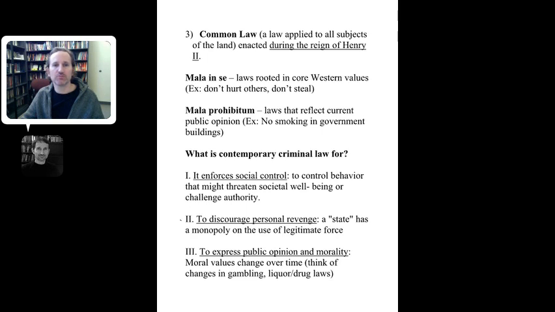Roman numeral 2, criminal law discourages personal revenge or personal retribution. How many of you have ever been cut off in traffic? A car comes and cuts right in front of you, right? You get annoyed, you get angry. Maybe you feel like, man, I would like to take justice into my own hands, right? I would like to go out there and confront this person, maybe punch them, right? That would feel just to you at that moment.